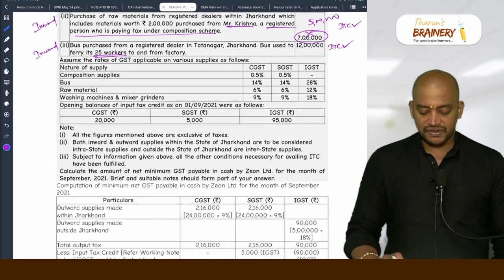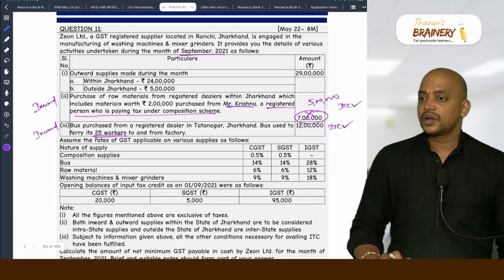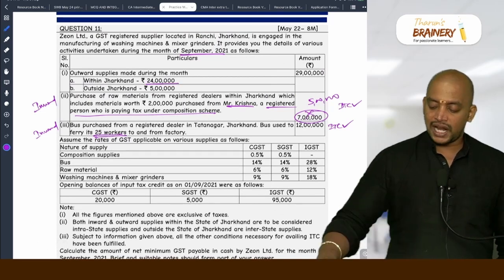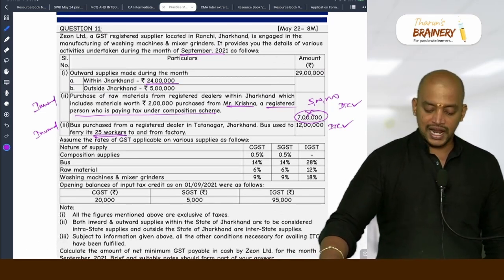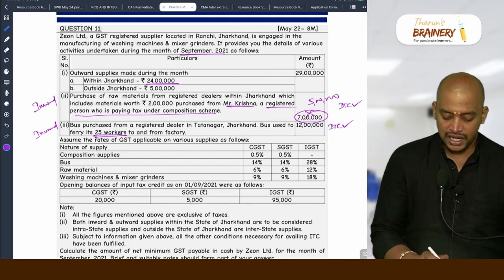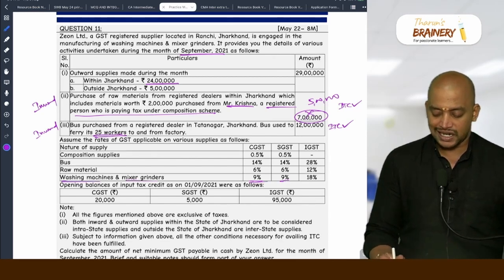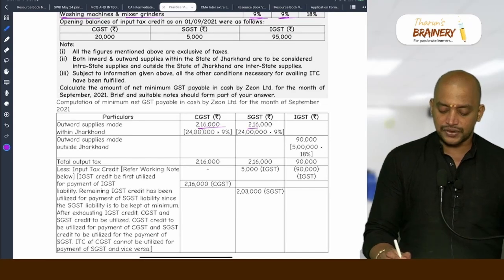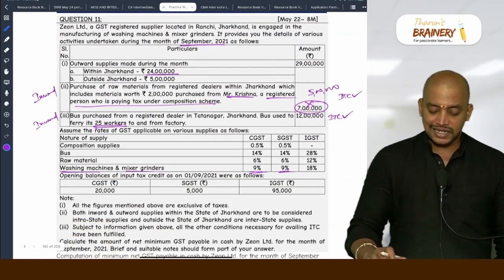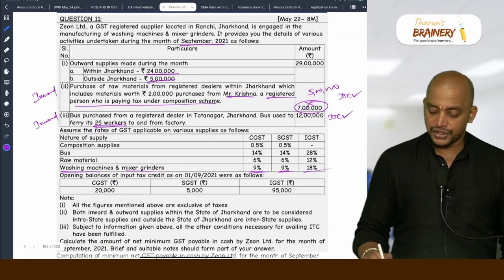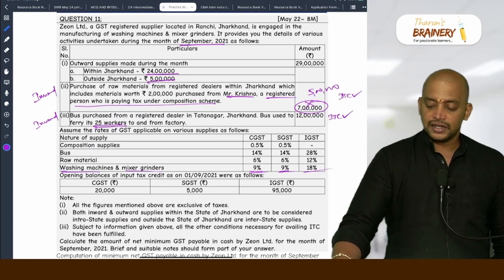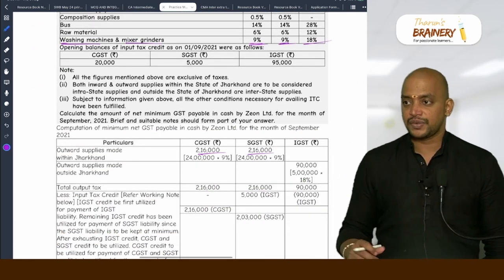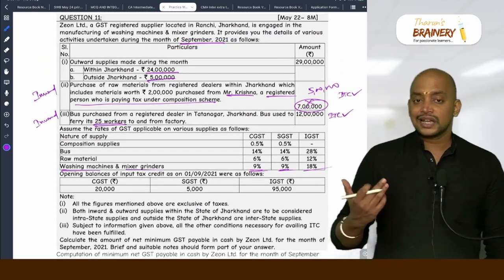Now, first we will see statement 1, GST payable. What is the outward supply? 24 lakhs into 9%. Washing machine and mixer grinder are 9%, 9%. So 2,16,000 and 2,16,000. Then interstate 5 lakhs into 18%, so 90,000. That is also we got. This is the first statement. We don't have anything under RCM.